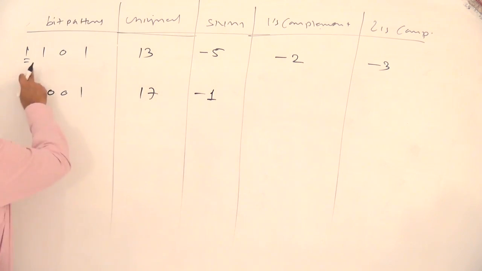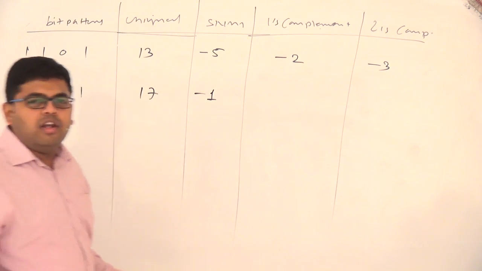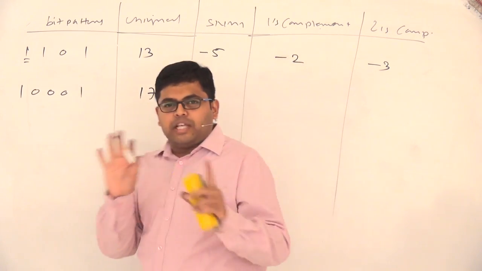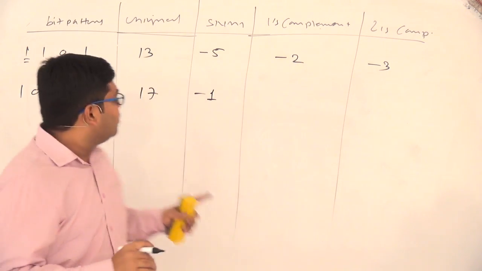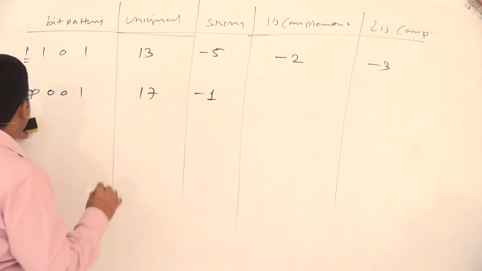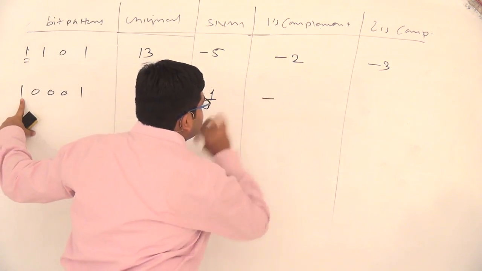Now for converting this value to 1's complement, we will not follow the place value method, we will follow the direct method. See, the leftmost bit is equal to 1, that means the original number is a negative number.